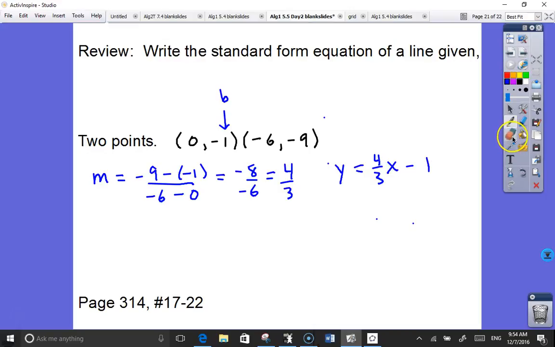How do I put it in standard form? Subtract the 4/3 x from both sides. If it's a positive 4/3 x on the right, what is it going to be on the left? Negative 4/3 x plus y equals negative 1, right? Don't lose the sign. And last one.